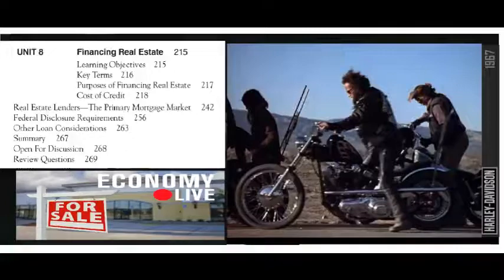www.realtor.com, www.homeagain.com, www.realestate.com, and www.zillow.com. Federal Disclosure Requirements. What is TRID?